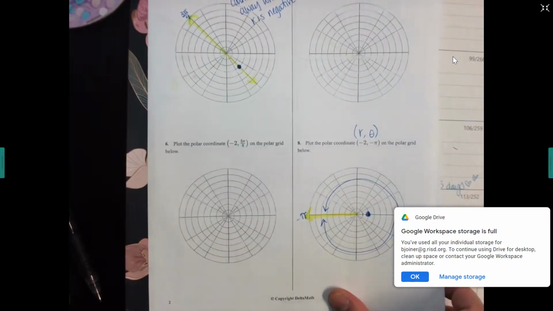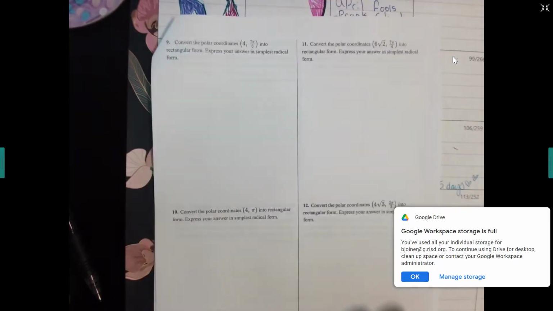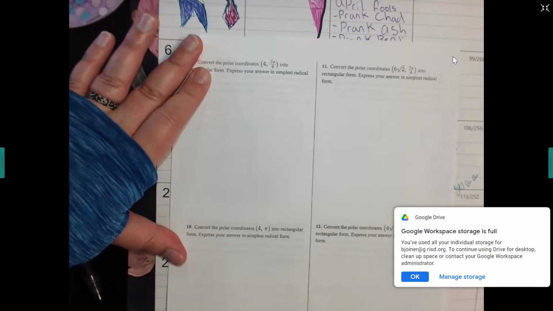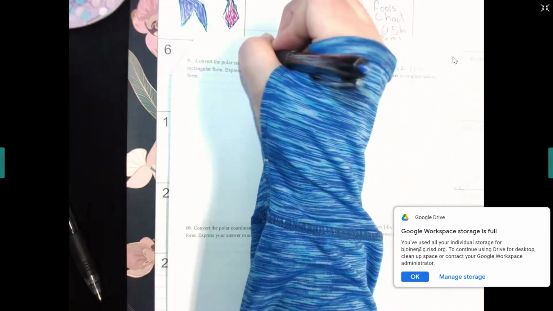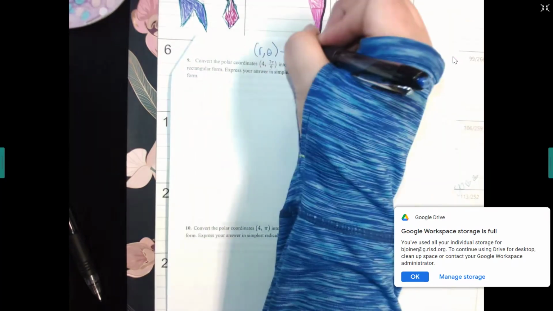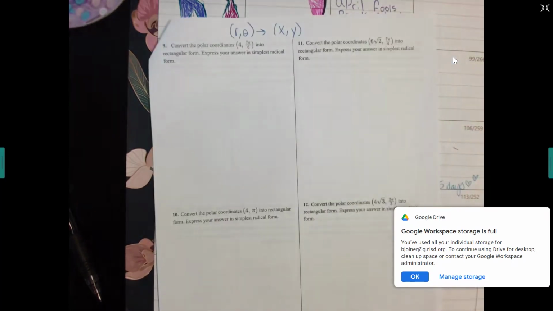All right, so the first skill that you should be able to do is plot points in polar mode. Second thing you should be able to do is to convert the polar, which is an r comma theta, into rectangular form, which is an x comma y. In your notes, we called this Cartesian coordinates because that's like the fancy name. But rectangular and Cartesian are the same.